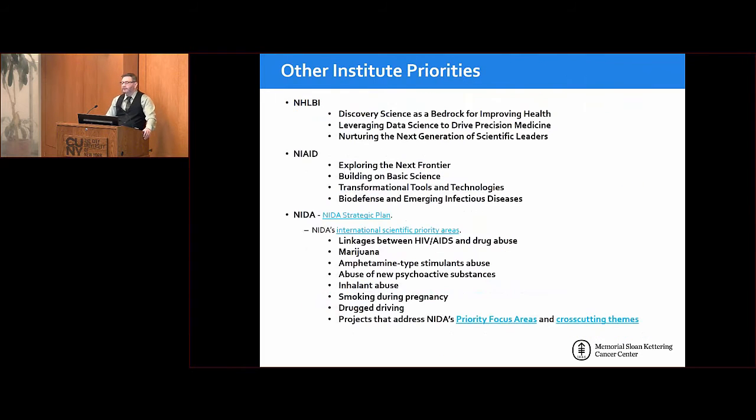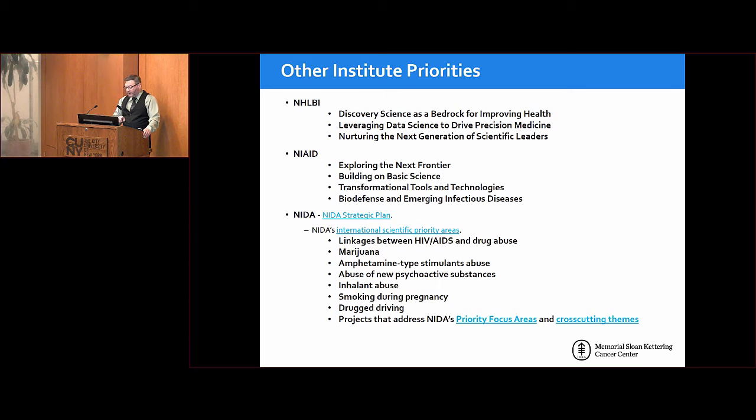So those 3 institutes and centers from the prior page have a number of priorities that are listed here. Once you find the area that you're interested in, I would encourage you to explore. I listed here NIDA's strategic plan. Most every year an institute puts out a strategic plan for the next year or 3 or 5 years, listing the priorities. There's also a list here of international scientific priority areas that you might be interested in.